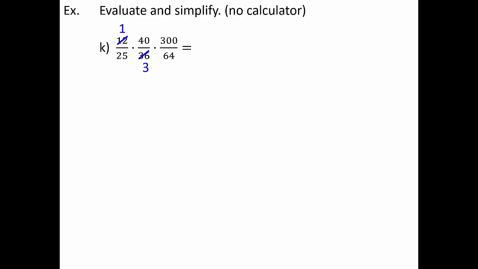So when you're looking at 40 and 64, you may look at these numbers and say, hey, 40 and 64 have a 4 in common. 40 is 4 times 10, and 64 is 4 times 16. Go ahead, divide it by 4. Or you might say, 2. They're both even, so divide the top by 2, divide the bottom by 2. That's perfectly fine. I don't care what you divide by.